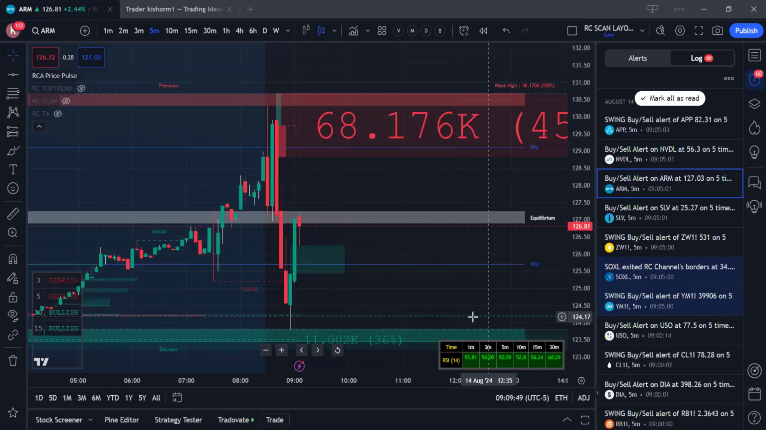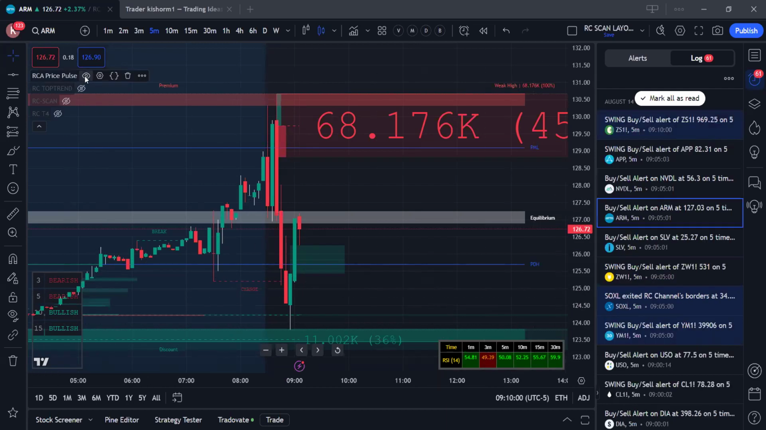Again, the price pulse, your RSI is completely green. Your 10 minutes, 15 minutes, right? Three and five will also become green in the next 1 or 2 minutes. Right? This also gave us the confidence.